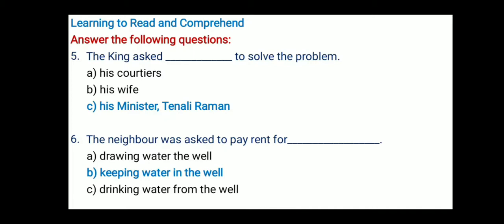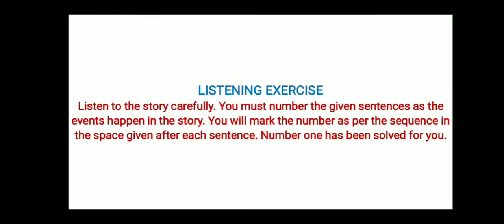5th, the king asked Dash to solve the problem. The correct option is C. his minister Tenali Raman. Question number 6. The neighbor was asked to pay rent for Dash. The correct option is B. for keeping water in the well. I hope you have done. Let us move to the next exercise.